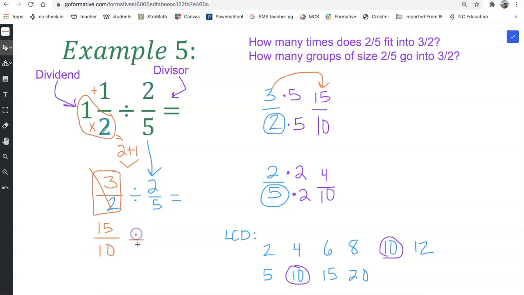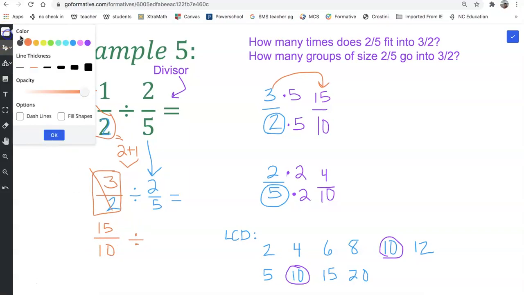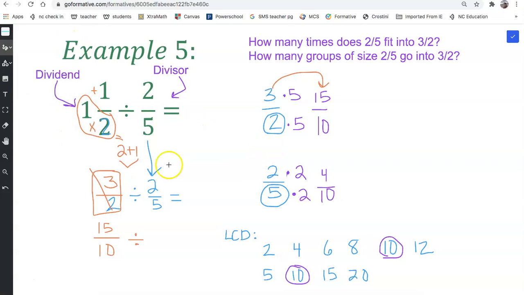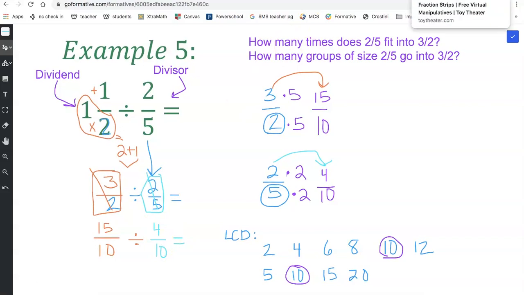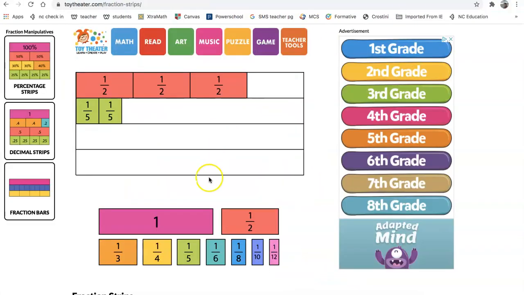I'll record my division symbol, and then let me grab a different color. I think this one might show up better. And now we're replacing 2/5 with what 2/5 is equivalent to. 2/5 is equivalent to 4/10. And now here's my new problem: 15/10 divided by 4/10.